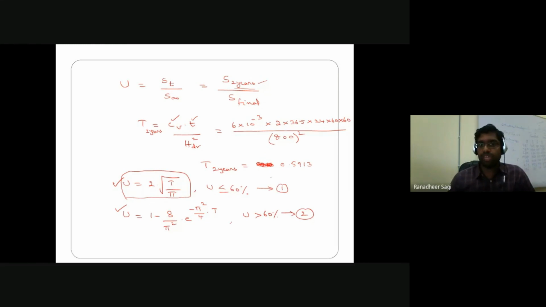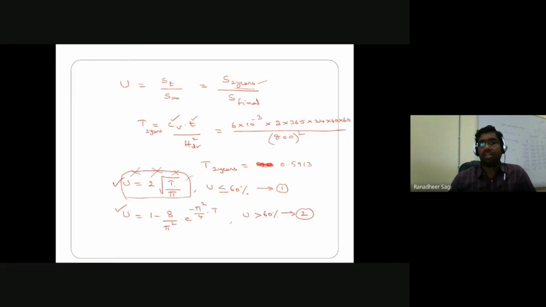So it means when you are substituting the time factor of 0.5913 in this first equation, the degree of consolidation value you are getting is greater than 60%. It means that substituting the time factor value into this first expression is not correct. I hope you understood what I said.